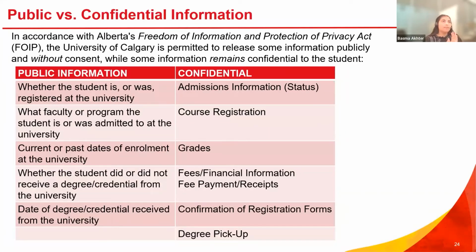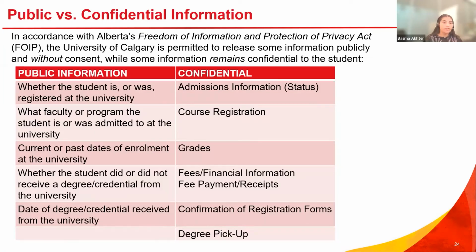So let's say you are doing an internship or something, and your employer calls us and asks, is the student actually enrolled in this program? That is considered public information. So we can tell third parties whether you're registered at the university, which faculty or program you're admitted in, and any current or past dates of enrollment that you have at the university. If you've already graduated, we can confirm to the third party whether you were awarded a degree or not, and we can also tell them the date that you were awarded that degree.